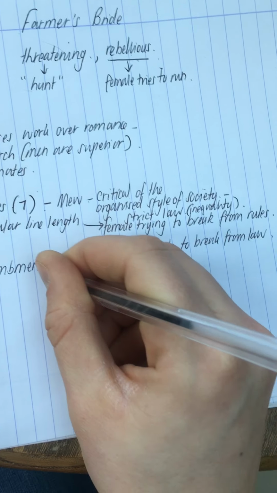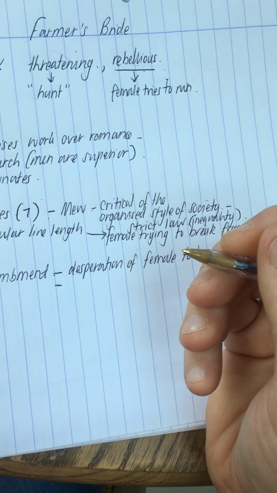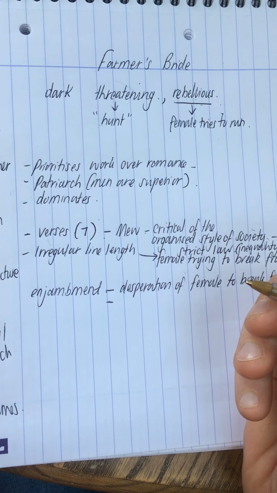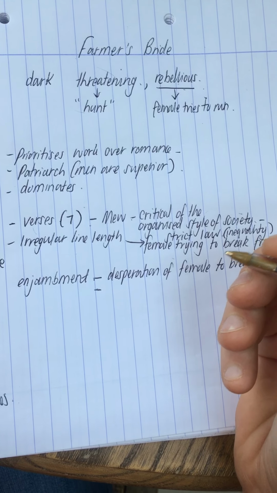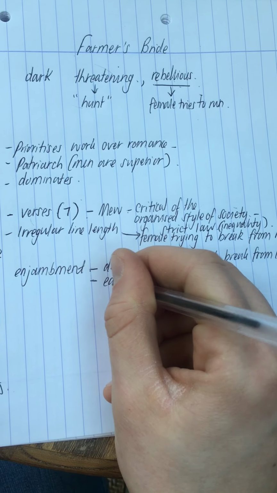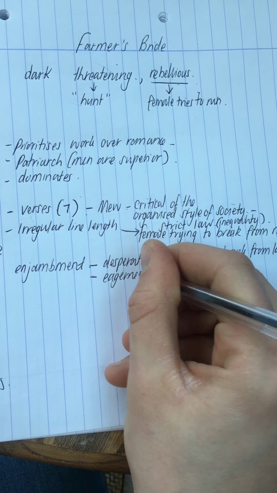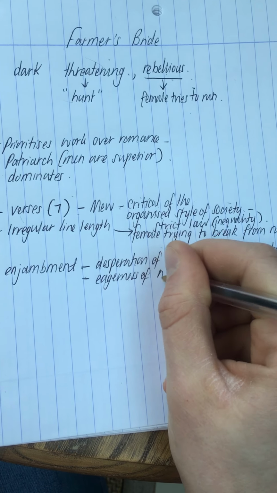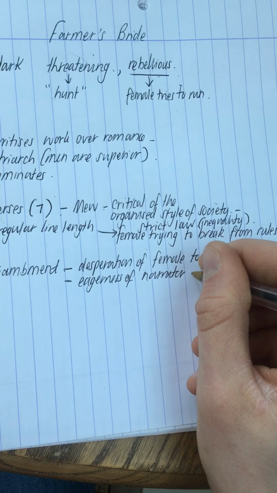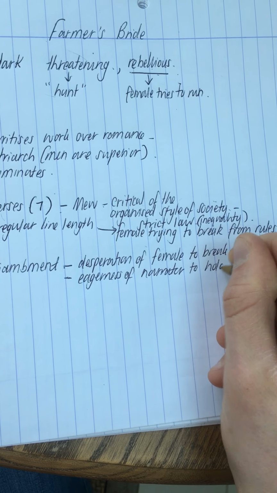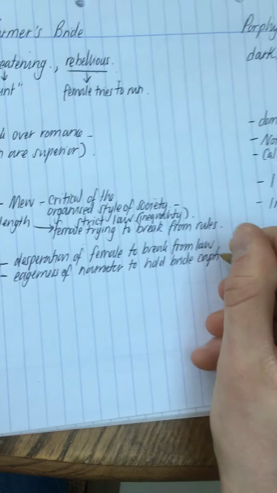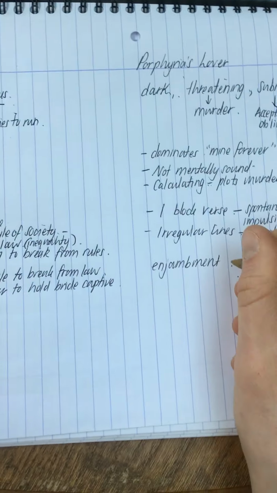Maybe it's to show the narrator, the man who's speaking, his eagerness to catch and follow wherever his female tries to run away from. So, the eagerness of the narrator to hold his bride captive.